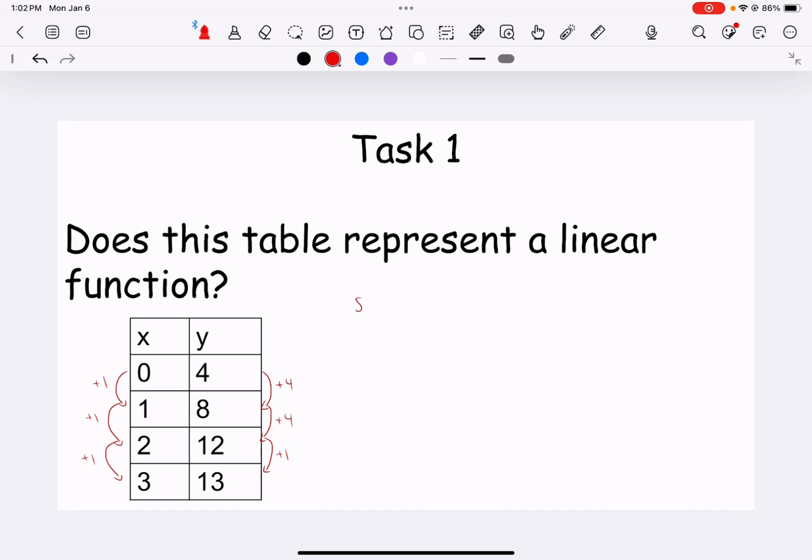So I have to find my rate of change, or my slope, which is the change in y over the change in x. So I look at each part. The slope here is 4 over 1, or 4. The slope for the second change is 4 over 1, or 4. And the slope for my third change is 1 over 1, or 1. Since my rate of change is not the same for the whole table, this is not a linear function.